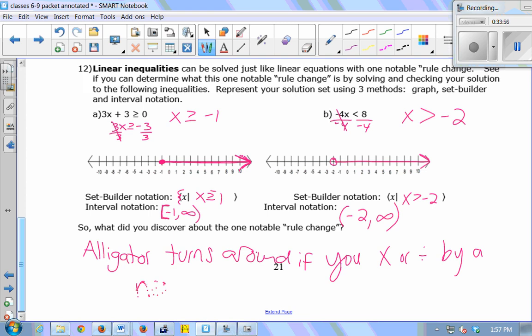Oh my goodness. Yeah, I need new markers. Negative, you can kind of see what that says. Okay.